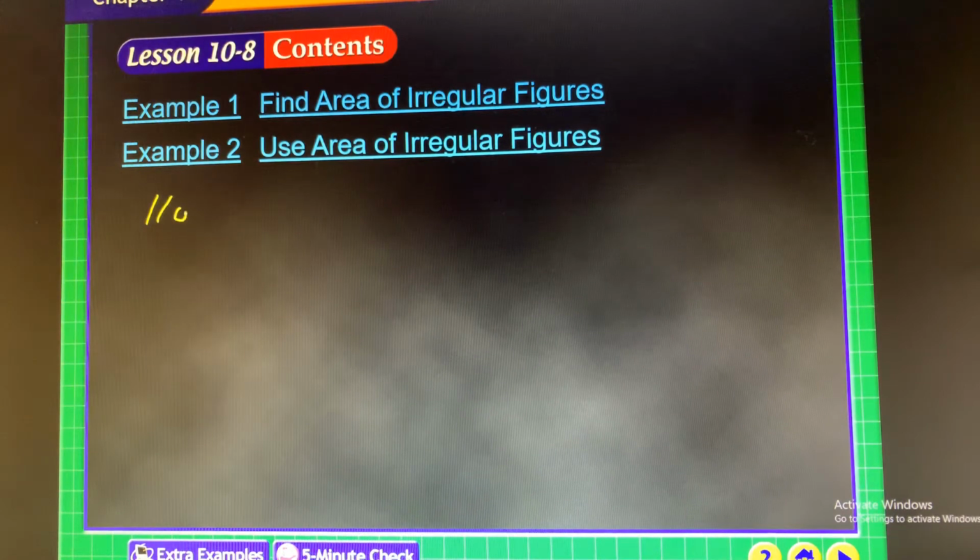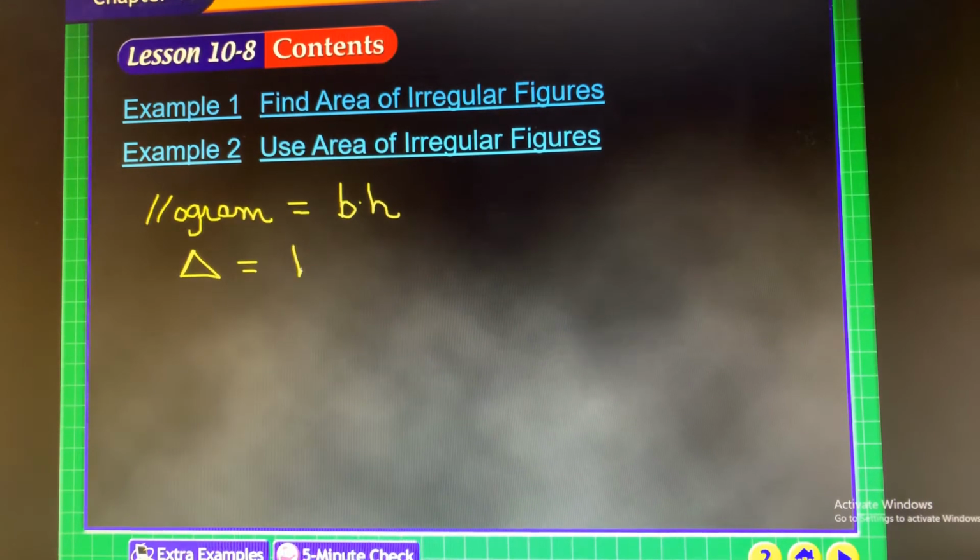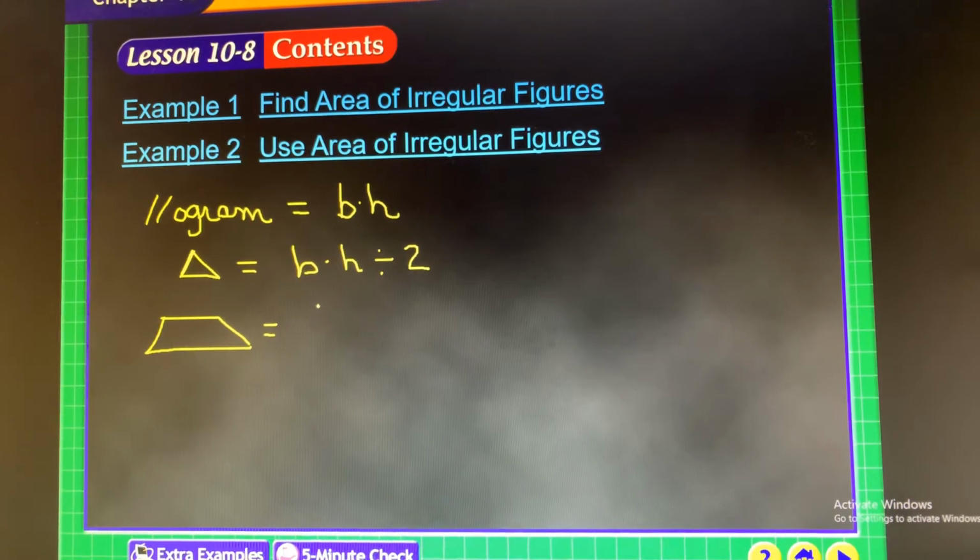If I'm talking about a parallelogram, remember the formula is base times height. If I'm talking about a triangle, my formula is base times height divided by 2. If I'm talking about a trapezoid, remember my formula is base plus base times height divided by 2.